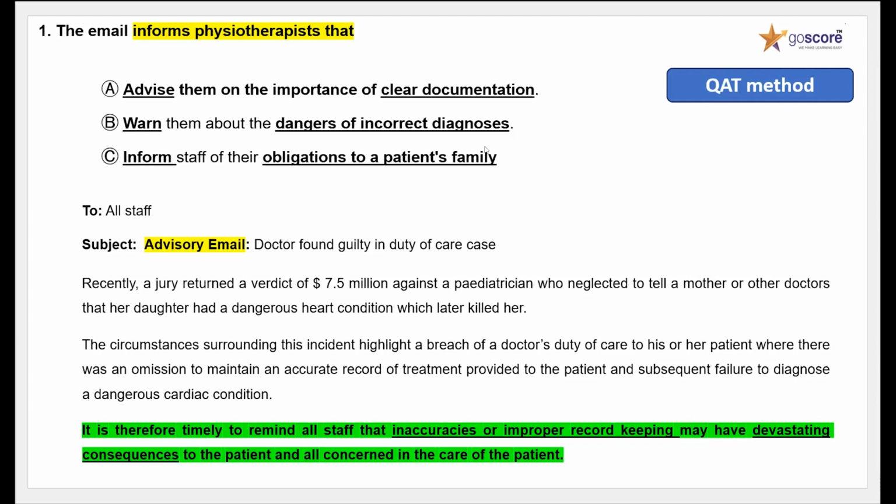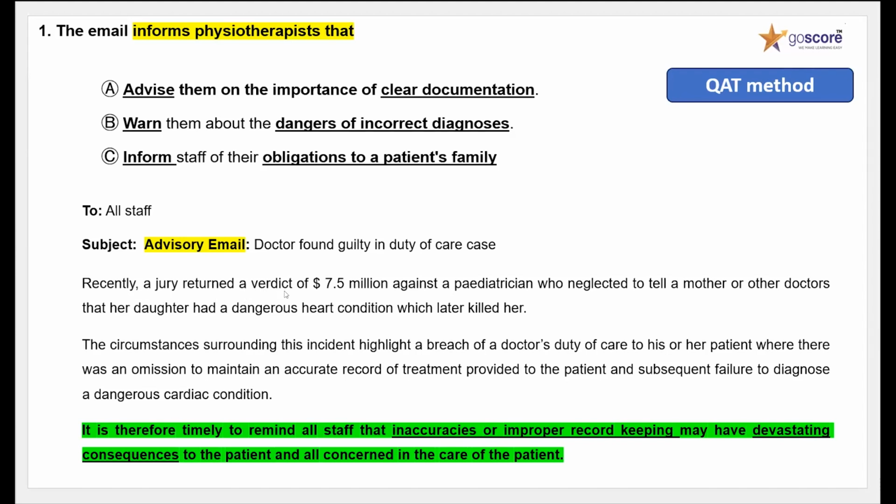Now, what you need to do, read the text. We have completed the question and the options. Now we are moving to the text. Okay, "to all staff." Not only for the physiotherapist, they have mentioned all staff. That means the physiotherapist is also included in that. Now, "Advisory: found guilty in duty of care case." That is the heading here. Now we can move to the text and read it.